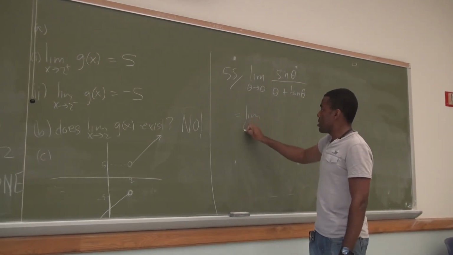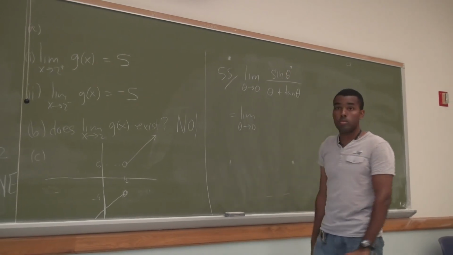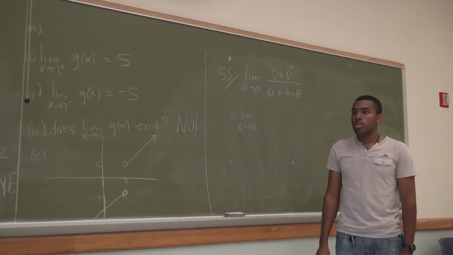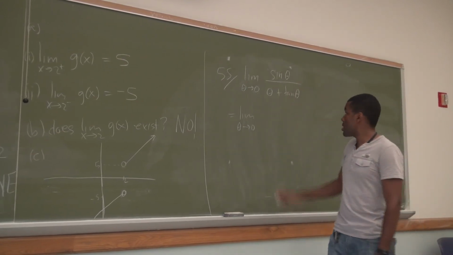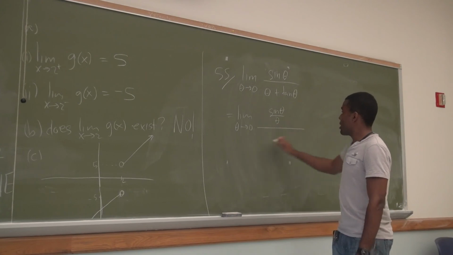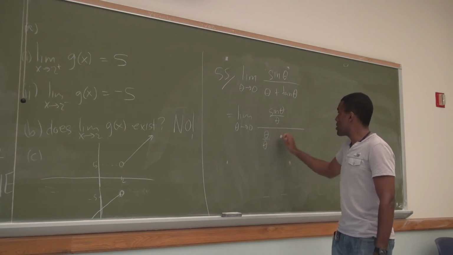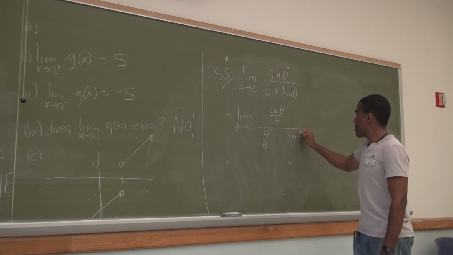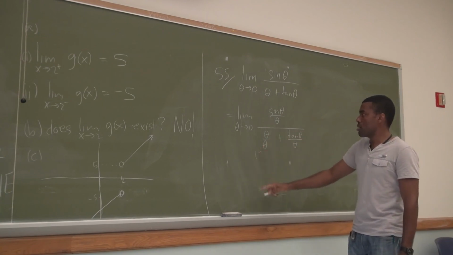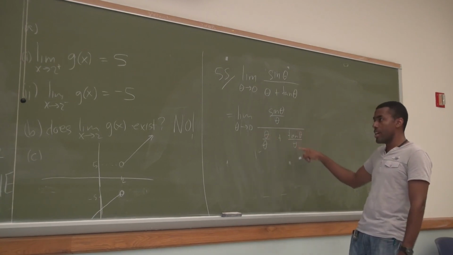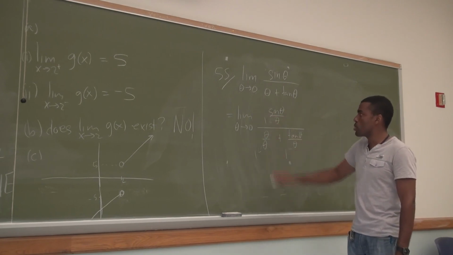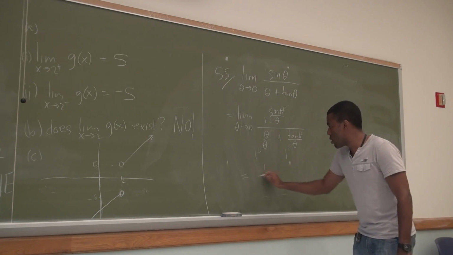How did you guys do this one? Just get rid of theta by dividing by theta. You divide the numerator and denominator by theta. That was the trick. You divide this by theta, and then divide this by theta. This obviously goes to 1. We know the limit as theta goes to 0 of tan theta over theta also goes to 1, and sine theta over theta also goes to 1. So this just goes to 1 over 1 plus 1.